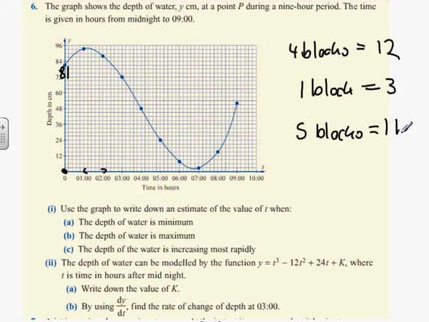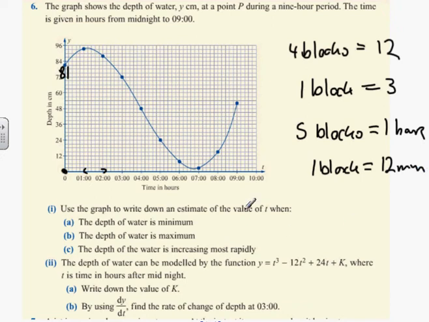So what's 1 hour divided by 5? 12 minutes. Do you understand that? So 1 block will be equal to 12 minutes. Okay. Need everybody paying attention, please.